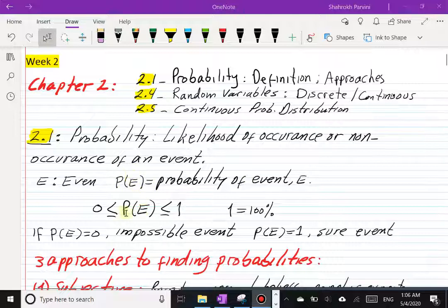Now, being a probability, that means the probability of any event lies between 0 and 1 inclusive. So we cannot have negative numbers for probabilities, and we cannot have numbers greater than 1. And of course, we can write probabilities as fractions, as decimals, or as percents. So when we say 1, that means 100%. If an event E has a probability of 0, we call that an impossible or improbable event. And if the probability of a different event E is 1, we call that a sure event.